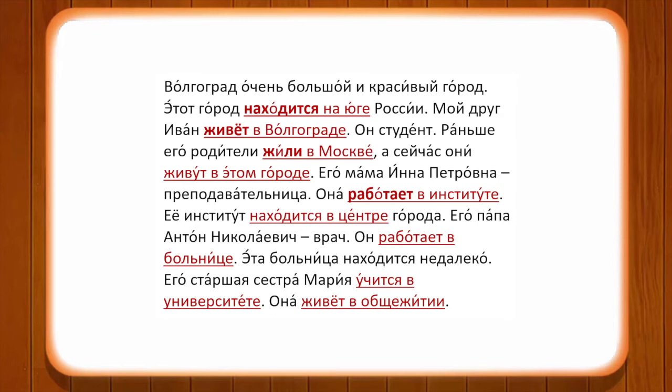So here you can see certain constructions. Мой друг Иван живет где? Where does my friend Ivan live? Иван живет в Волгограде. So he lives в Волгограде. Он студент. Раньше его родители жили. So жить, the verb to live, has been conjugated in the past form for plural: жили в Москве. So Moskva, which means Moscow, the capital of Russia, changes into в Москве. А сейчас они живут в этом городе. And now they live in this city, в этом городе.